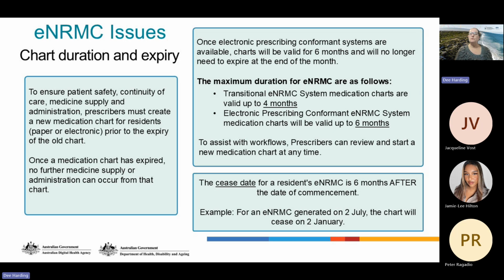So please note, fully conformant eNRMC medication charts will be valid for 6 months and will no longer need to expire at the end of the month. So this is different from the transitional model, which is currently in place, which has a 4-month expiry.